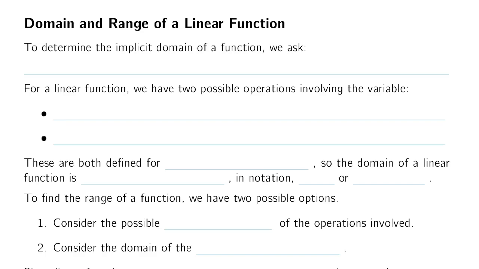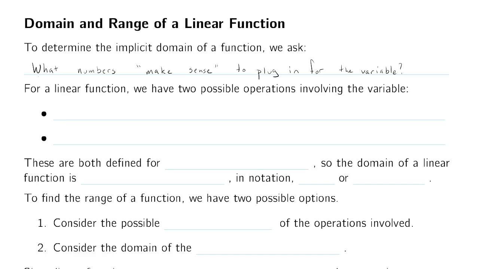To determine the implicit domain of a function, we ask, what numbers make sense to plug in for the variable? And by make sense, we mean if we plug these numbers in for the variable, we can do all of the arithmetic involved in evaluating the function.